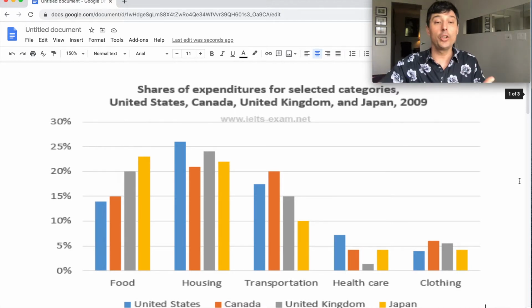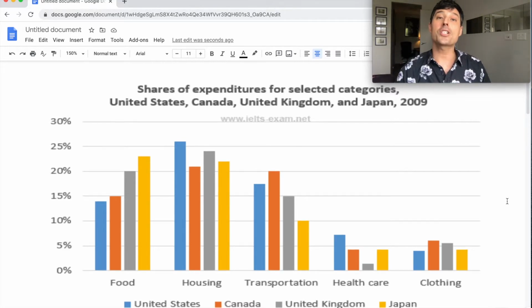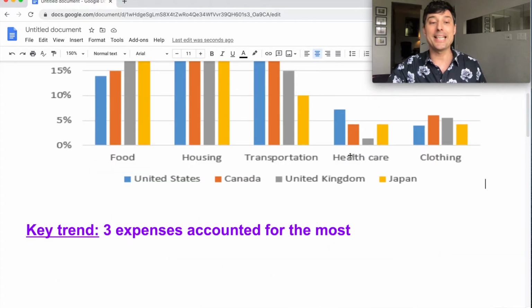So let's take a look at this and think about a great key trend to get started. The key trend is just the first thing you see when you look at the chart. For me, the very first thing I see, 2 small groups down the end and 3 big groups over here. So I'm going to come up with a key trend like this: 3 expenses accounted for the most.